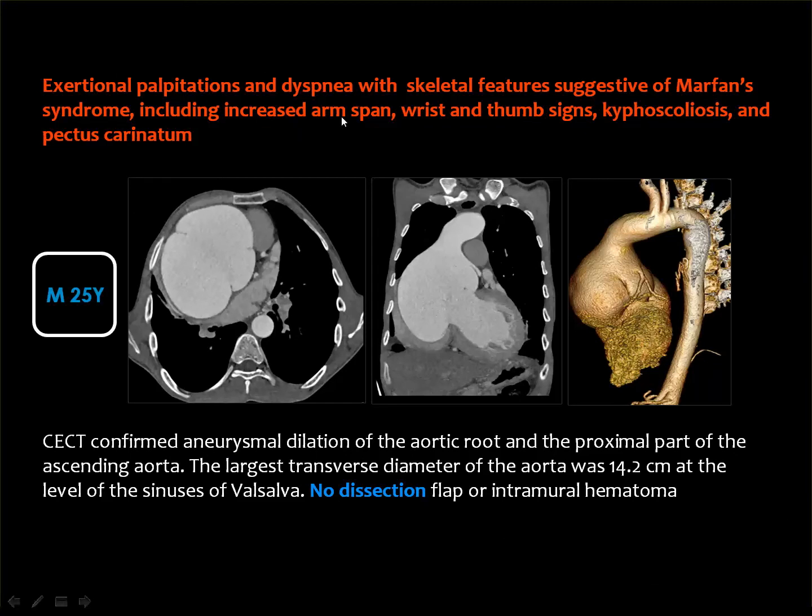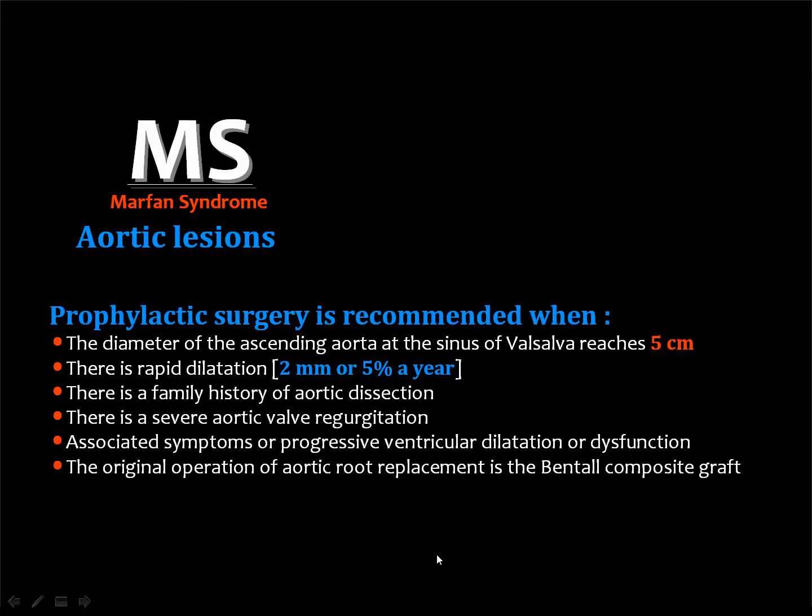Then this patient had exertional palpitation and dyspnea with skeletal features suggestive of Marfan syndrome, including the increased arm span, wrist and thumb signs, kyphoscoliosis, and pectus carinatum. Then you get a big aneurysmal dilatation with no evidence of dissection, classically involving the aortic root. This is different from the arteriosclerotic aneurysm of the ascending aorta, which does not usually affect the aortic root.